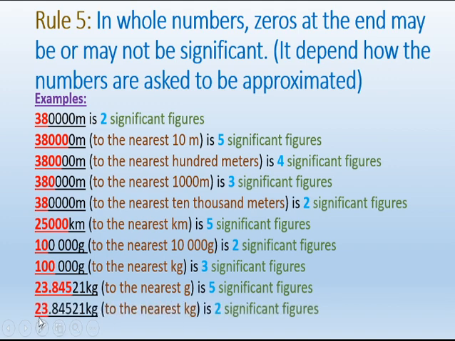Now this is the same number, but to the nearest kilogram. Nearest kilogram means we will be ignoring the rest of the number because we need to find the kilogram. So all the decimal numbers will be removed. A number like this will be converted into a whole number. So 23 point something will become 24, which means 2 significant figures. So that's why this will have 2 significant figures.